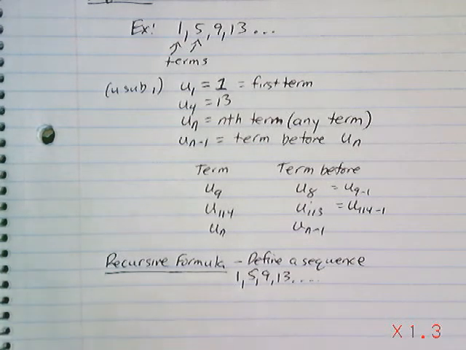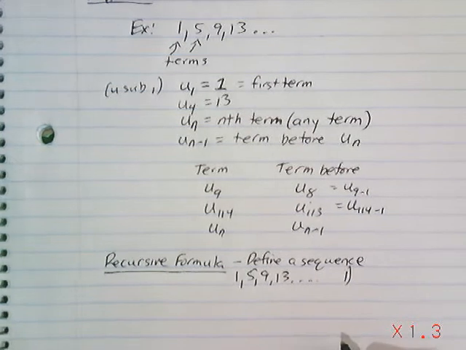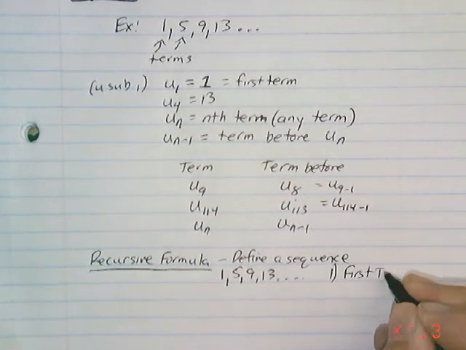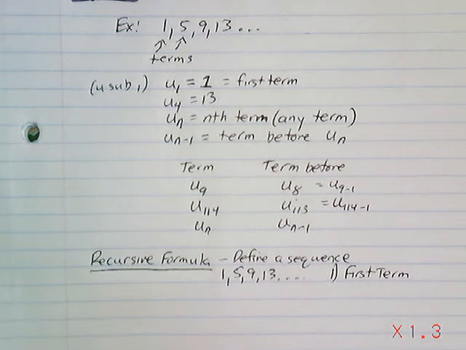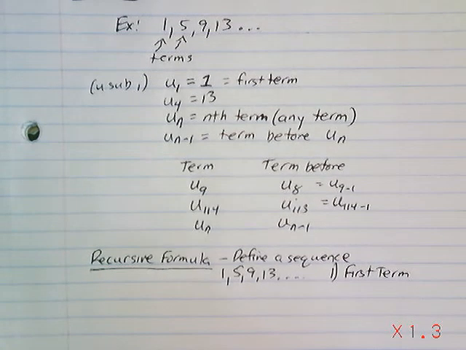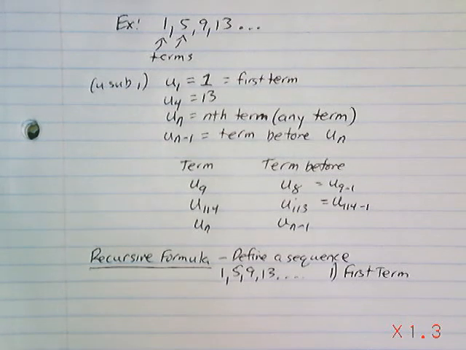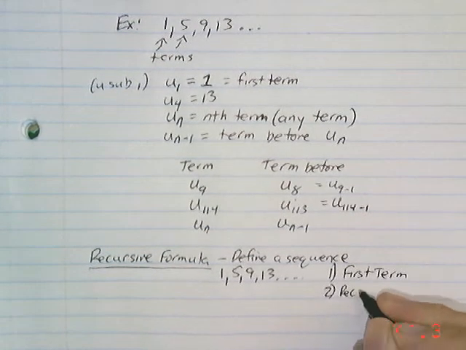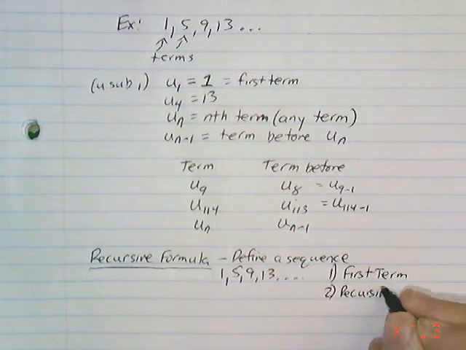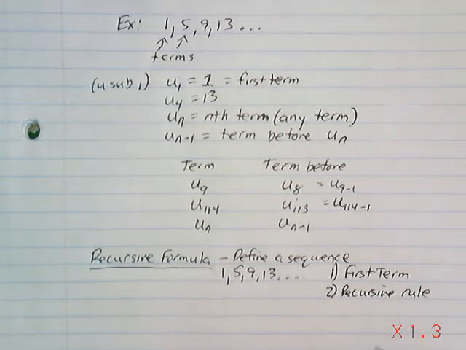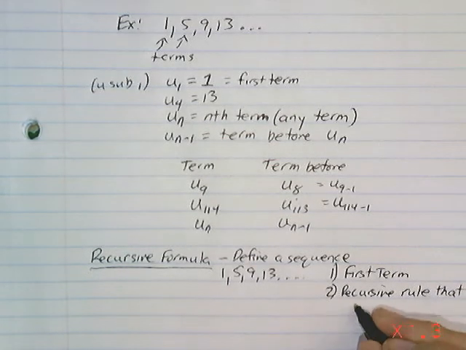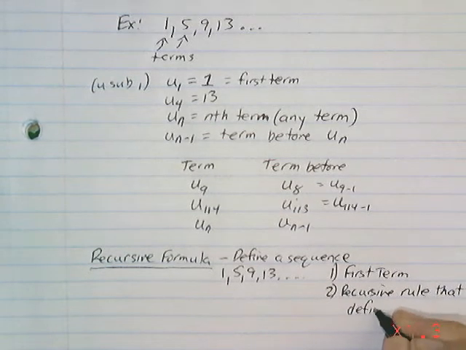And then the recursive rule is just a mathematical description of the pattern. What are we doing to get our sequence? Are we adding the same thing each time? Are we subtracting? Are we multiplying? And in this case, to go from 1 to 5, we have to add 4. 5 to 9, we're adding 4. 9 to 13, we're adding 4. Our pattern is that we are adding 4 each time. So what we say is that U sub n equals U sub n minus 1 plus 4.